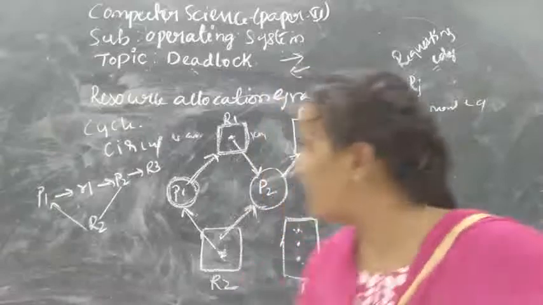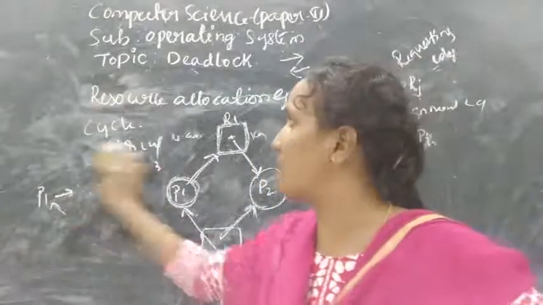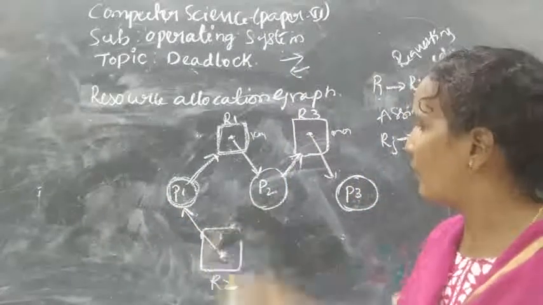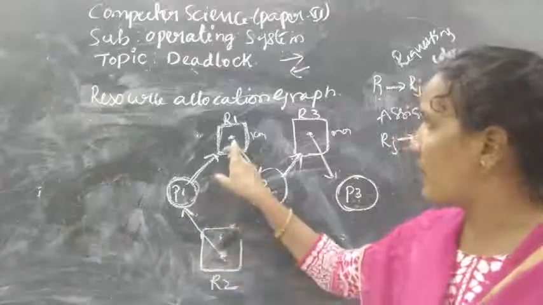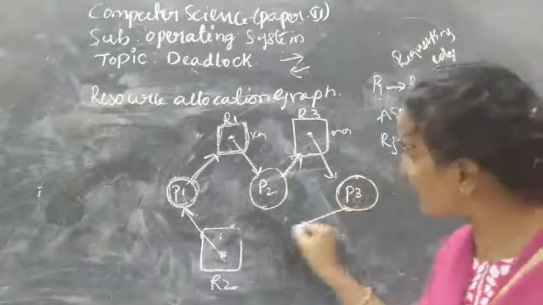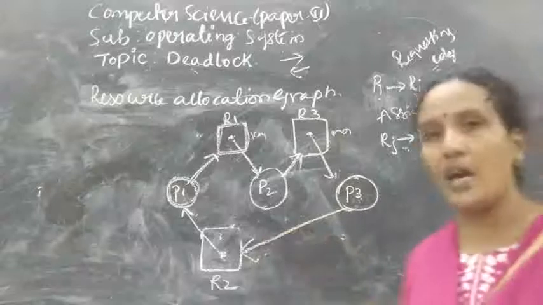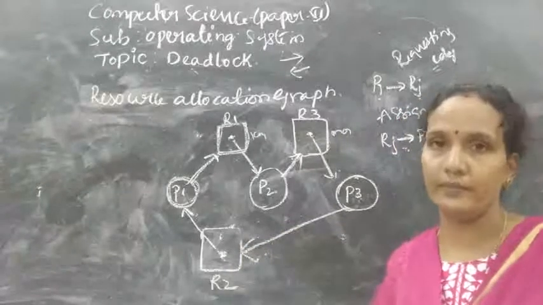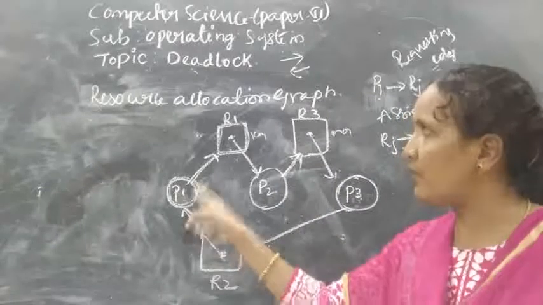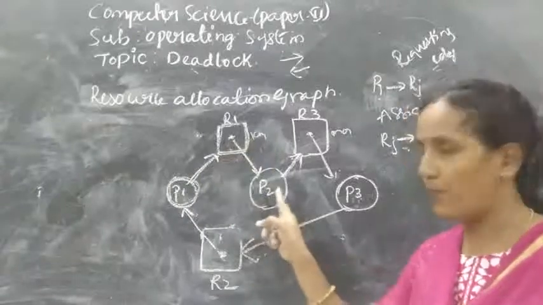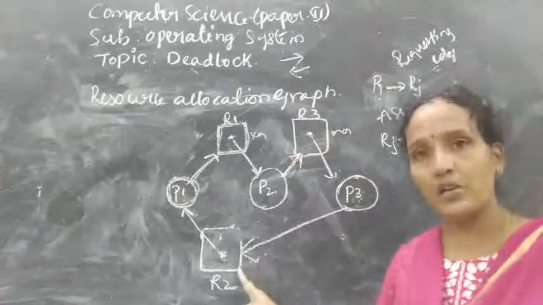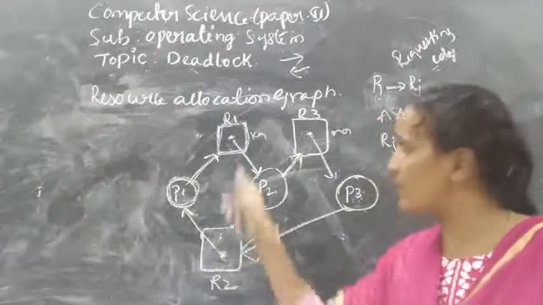Clear? So if you want to convert this graph into a deadlock, you can see that here one instance is there. P1 is requesting R1, R1 is held by P2, P2 is requesting R3, R3 is held by P3, and P3 is requesting R2, which is held by P1. Then this is called a deadlock, because there is a circular wait.